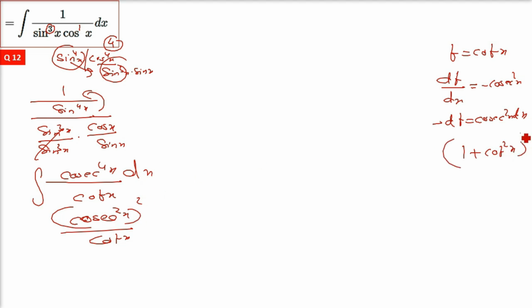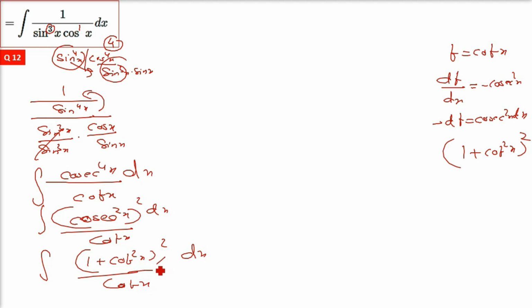And square of this, so the (a plus b) whole square formula, you have to apply it here. So cosec square x, and since we have already written this as cosec square x dx, this is the wrong approach which I am doing right now, because cosec to the power 4 x will be cosec square x into cosec square x. Because we need a cosec square x in order to replace it by negative dt. So cosec to the power 4 x has to be separated into cosec square x into cosec square x. So that's what I'm doing right now.